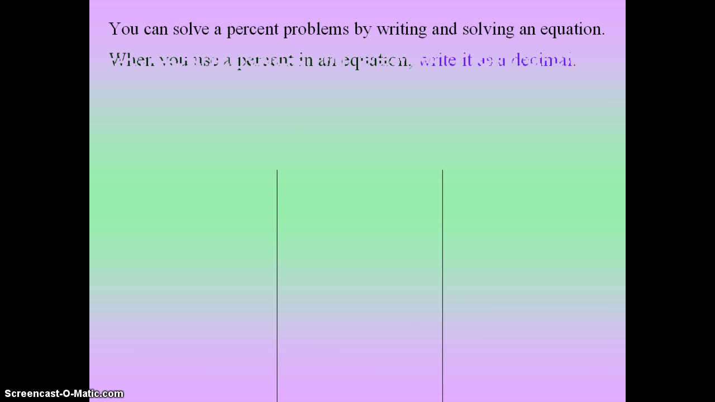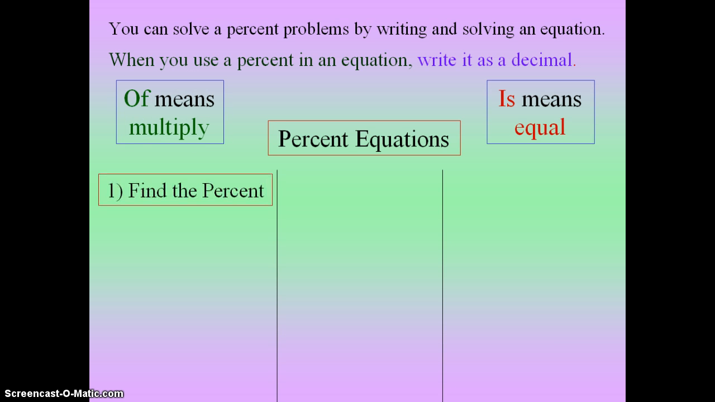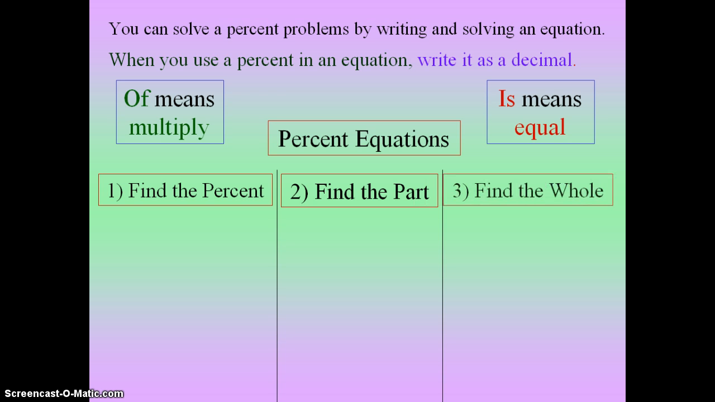Let's look at the first couple of examples. We've got three different types of percent equations. The first type is where we're finding the percent. The second is where we're finding the part out of the whole. And the third is to actually find the whole. Usually we have a part, we have a whole, and we represent that as a percent, and that creates our percent problems.